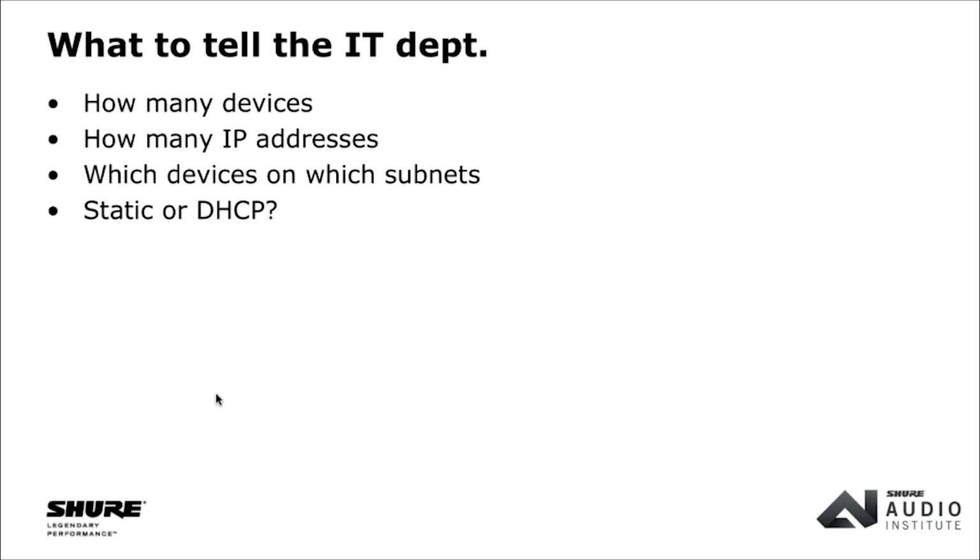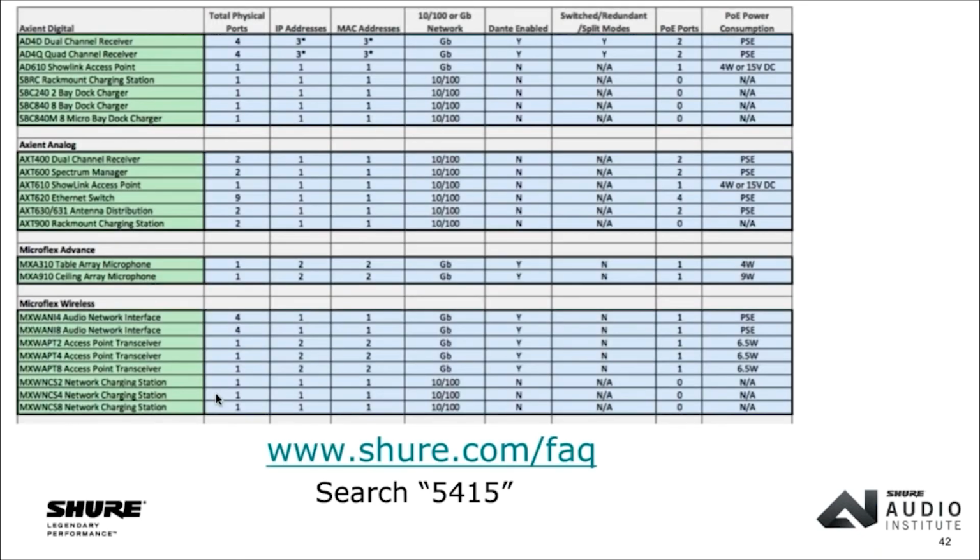A cable topology map is also useful in this regard too, specifically when you're troubleshooting, right? And then finally, what IP address scheme are we using? Are we going automatic with DHCP? Are we using static? If so, what are the IP addresses that you need? All of those sorts of things are important in communicating with the IT department.